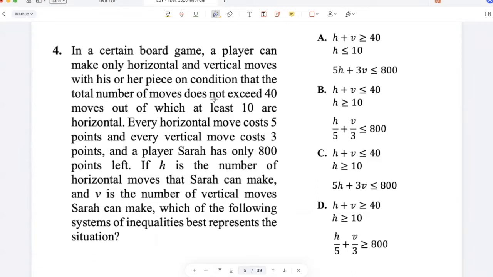So the total number of moves should not exceed 40. So H plus V should be less than equal to 40, right? So A is out and D is out. Now, at least 10 should be horizontal. So H should be greater than equal to 10, which is true for both of these. And every horizontal move costs 5. So 5H plus 3V should be less than equal to 800, because she has 800 points left. So the right answer is option C.